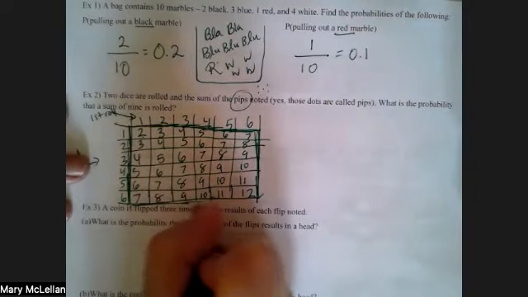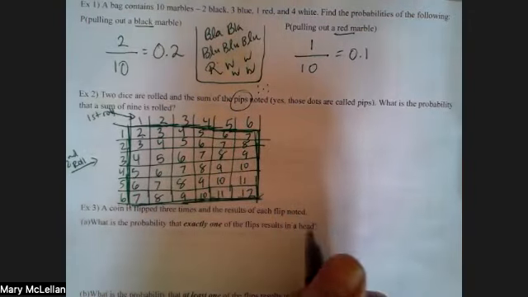Okay, so this is the sample space. The interior of this area is the sample space. It's all of the possible sums I could end up with if I rolled 2 dice, and all of the ways that I could get them. So this question says, what is the probability that the sum is 9?